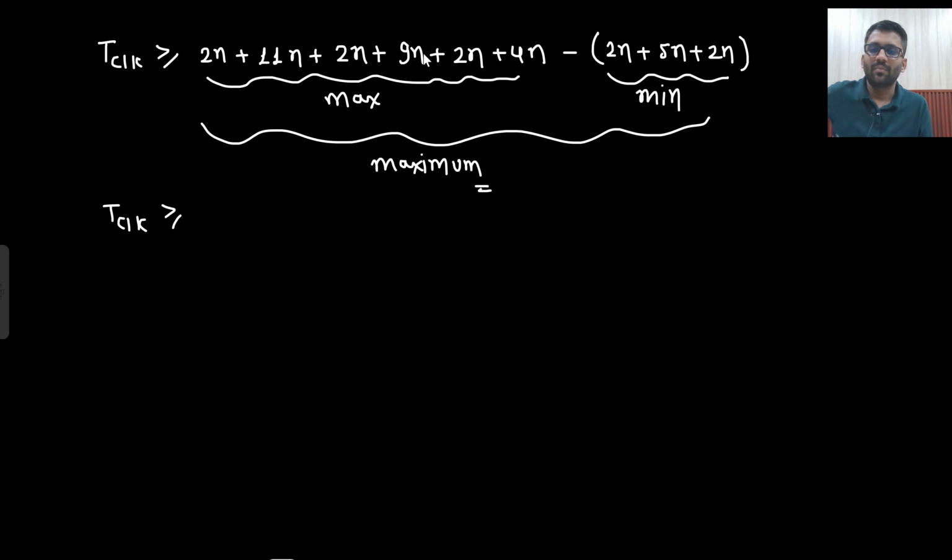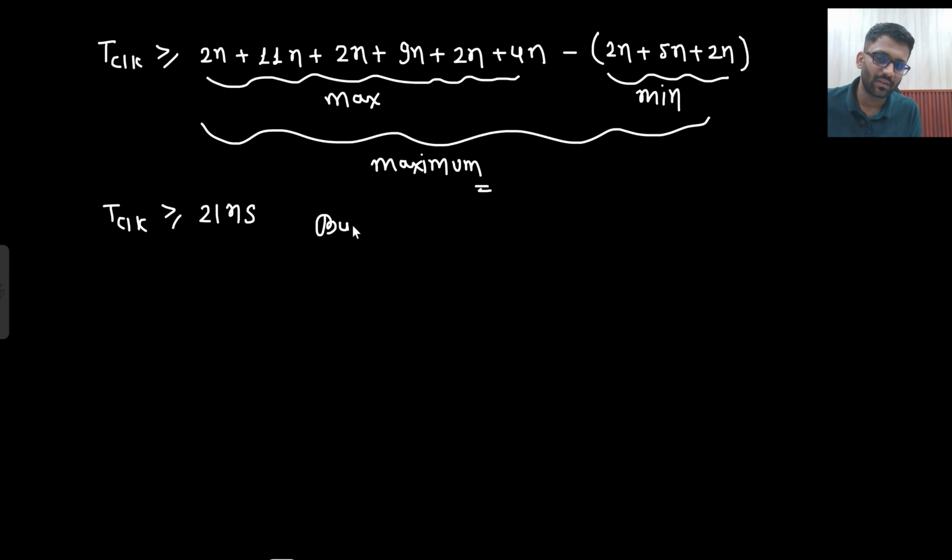Let's add it up. 20, 24, 26, 30. 30 minus 21. Let me check it again. 15, 17, 20, 26, 30. 30 nanosecond minus 9, 21 nanosecond. So T clock should be greater than 21 nanosecond.